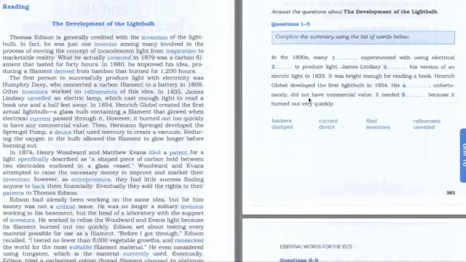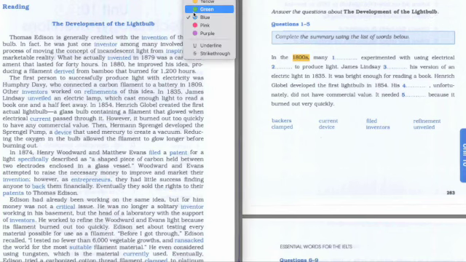Questions 1 to 5. Complete the summary using the list of words below, which is here. And we have to put one word once in these missing sentences. So in the 1800s, many something experimented with using electrical something to produce light. So by saying about the 1800s, it's going to be our keyword.